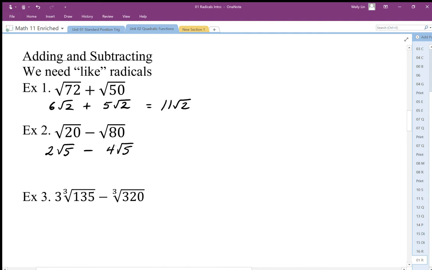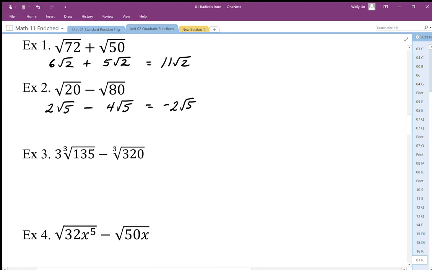So here then we can say that we have 2 root 5s and we're going to take away 4 root 5s. Well, we're counting root 5s. So we're going to end up with negative 2 root 5s. Okay, so again, when we talk about 2 times root 5, we're talking about 2 groups of root 5, 4 groups of root 5. And when we talk about groups, we can add and subtract those groups, as long as those groups are the same, represent the same thing.